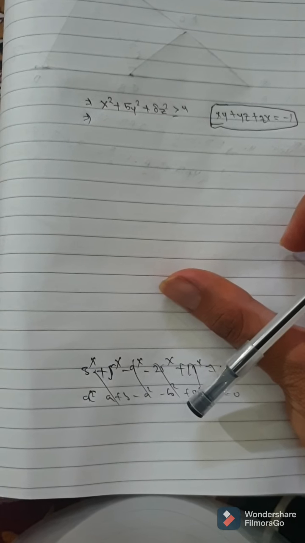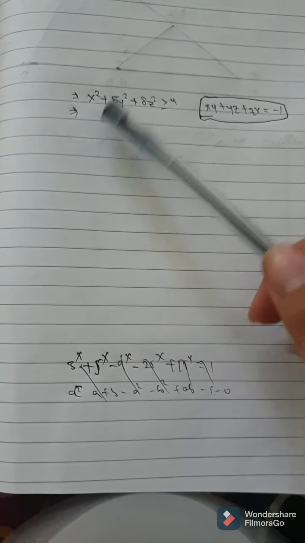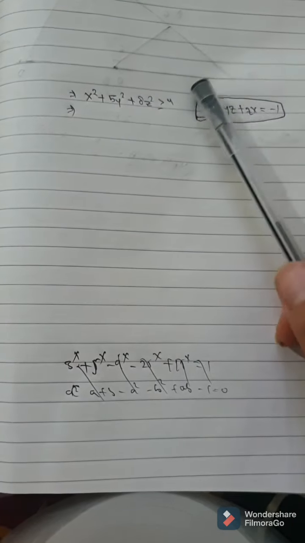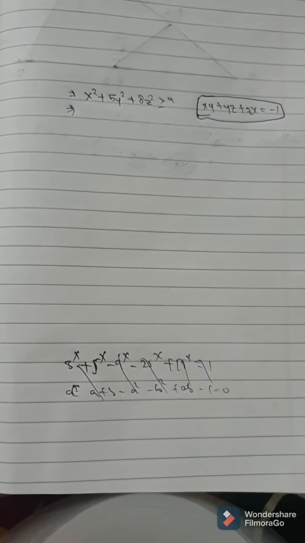You may have tried the problem. Now let me show you the solution of this one. We need to show that x square plus 5y square plus 8z square is greater than or equal to 4, and it is given that xy plus yz plus zx equals -1. So what can we do?